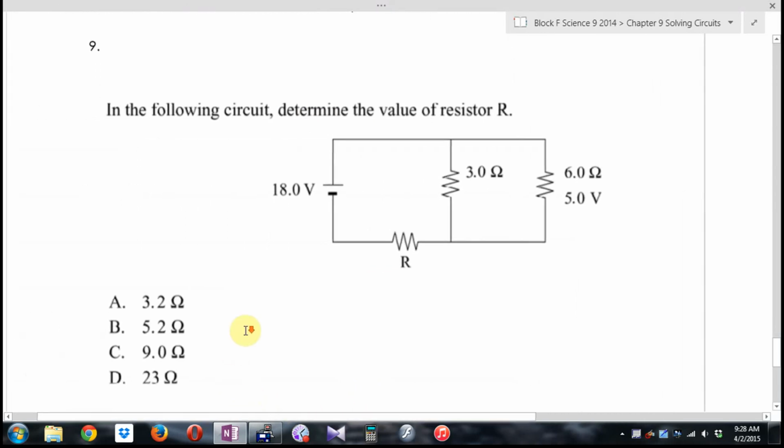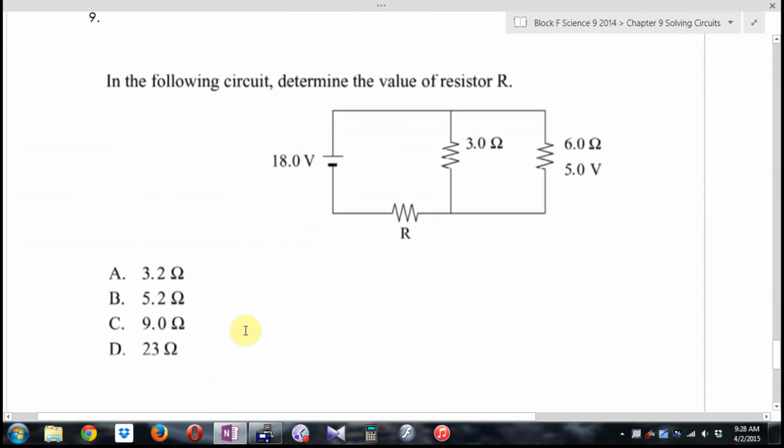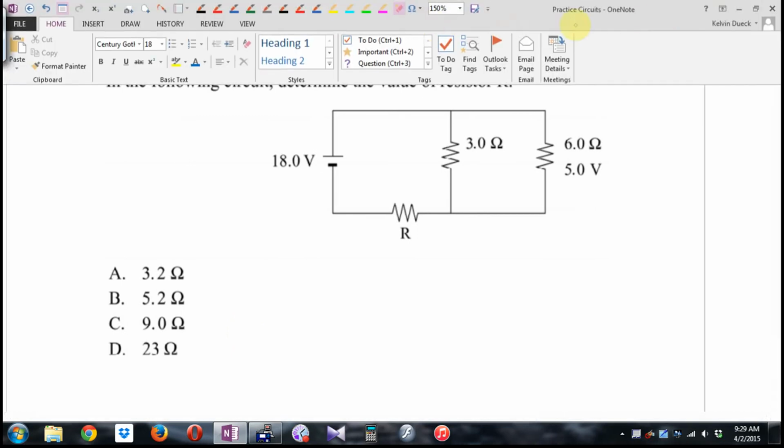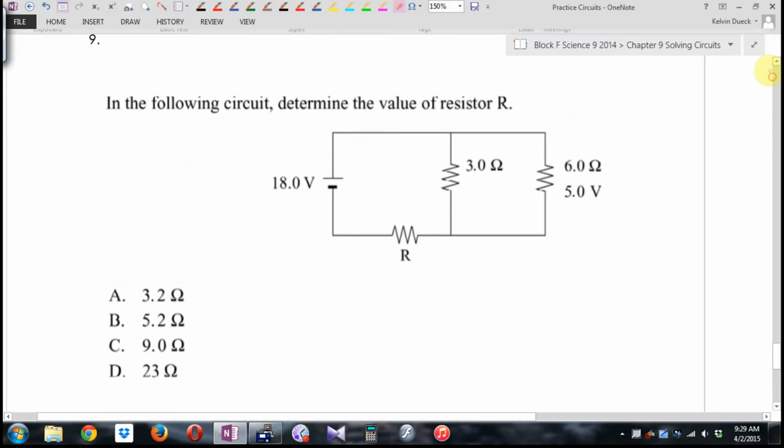In the following circuit, determine the value. Okay, now we're finding R. First thing I would check, did they tell me total current anywhere? I don't see anything with amps. So, nope. I would also label downhill. Downhill is that way, right? We split up. That's downhill, that's downhill. So when I draw my ski hill, that's the direction that I'll go when I go in a loop.